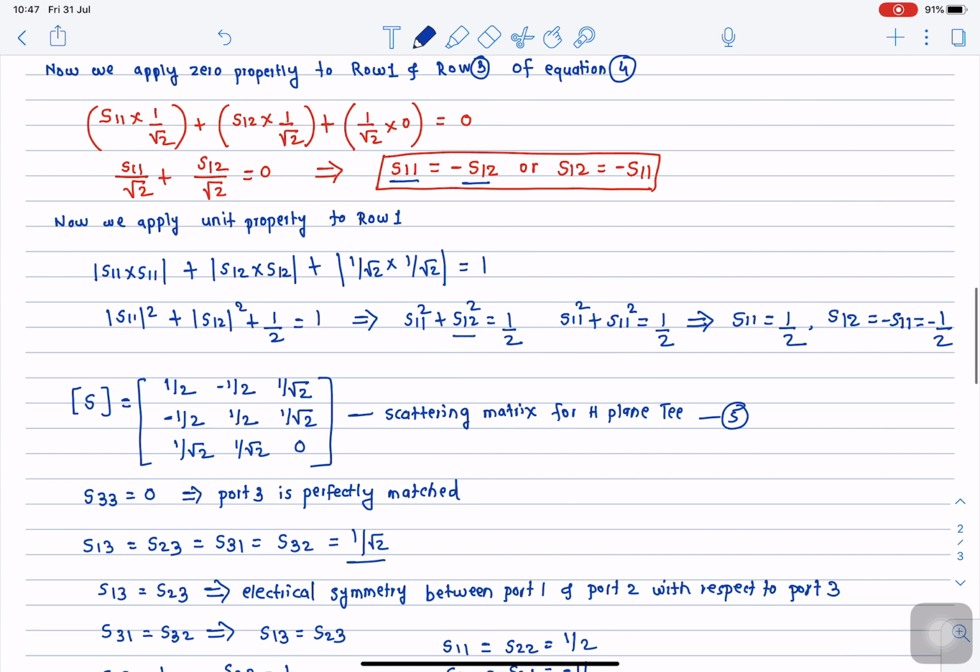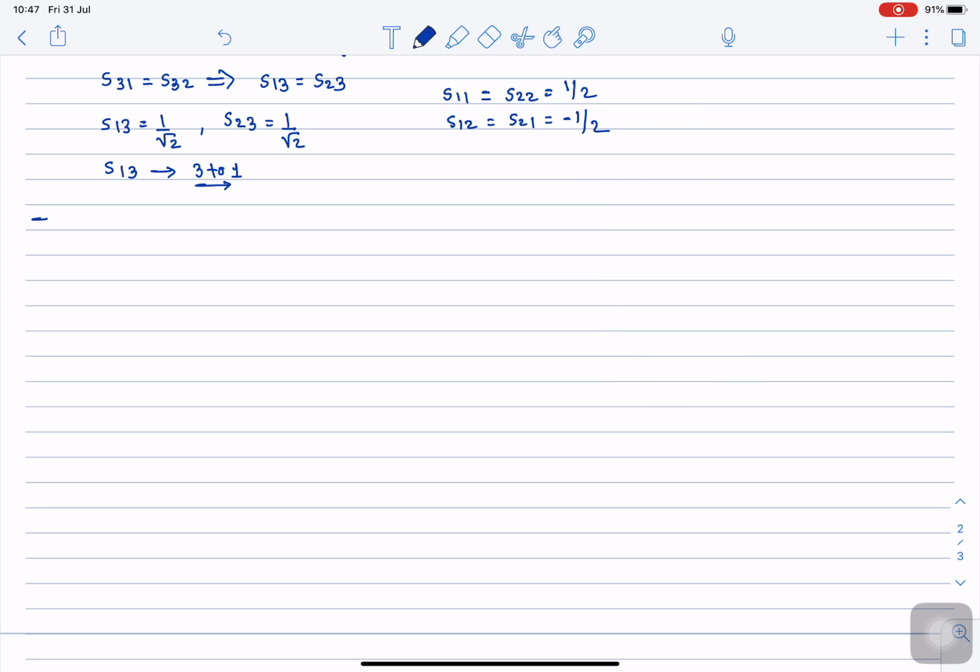So let us study now the E plane T. For the E plane T, I will give the heading as E plane T. H plane T we already saw. Now let us see what is the E plane T. Let us draw the diagram of the E plane T. The diagram is already available. I will go to the photo library and insert it. So this is the diagram of the E plane T.